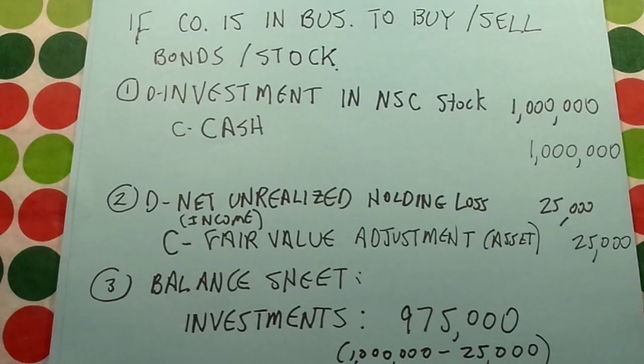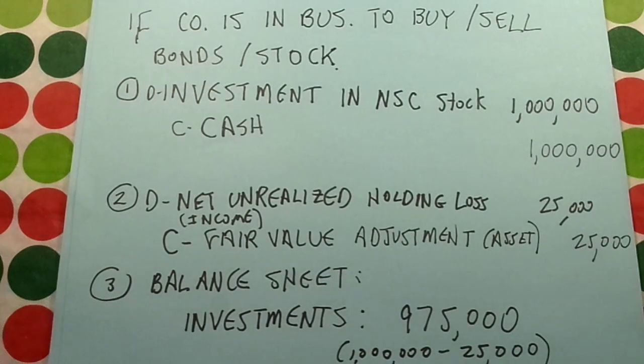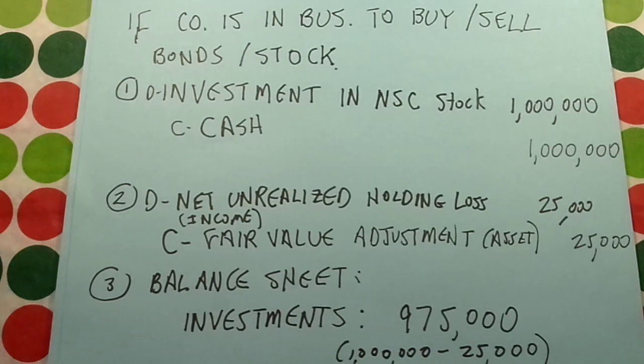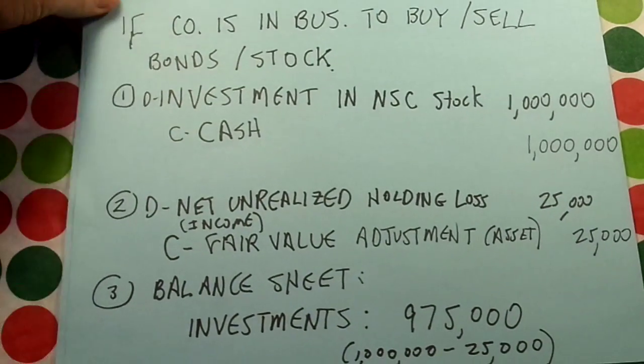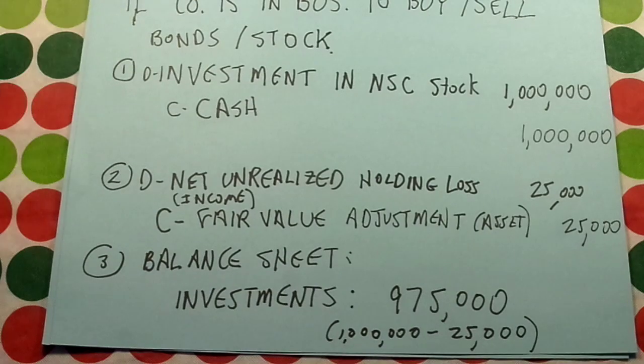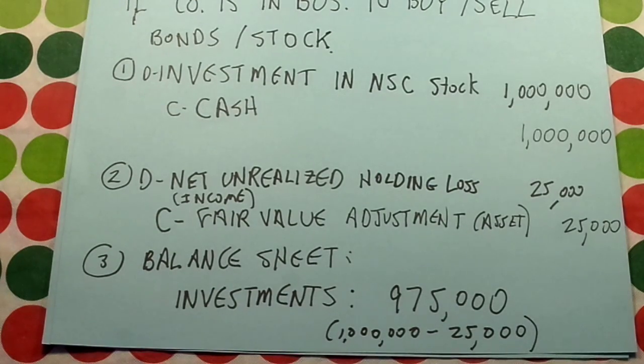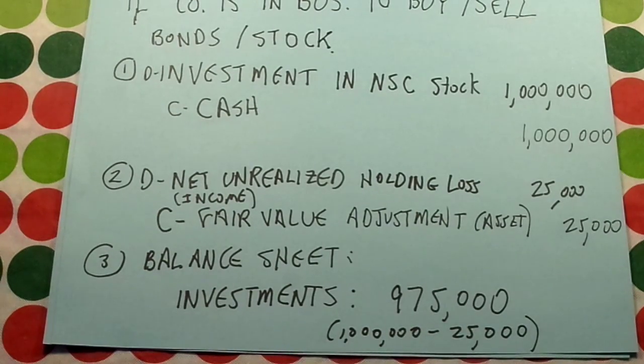Notice on the balance sheet then, if the company is in the business of trading these, that the net investment is $975,000.